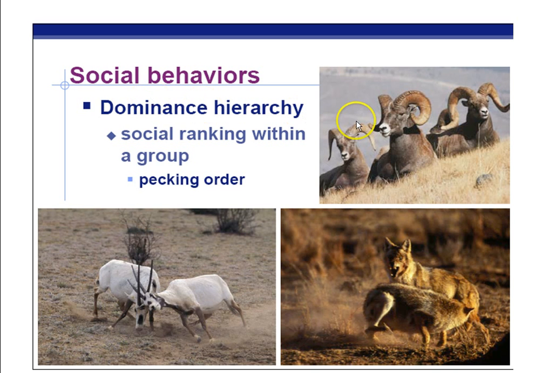Here we have a dominance hierarchy, a social ranking in a group, a pecking order. It just means that there's one animal that's above the other ones, called an alpha male. You have that in many social animals. Animals that are solitary typically don't have as strong a dominance hierarchy.